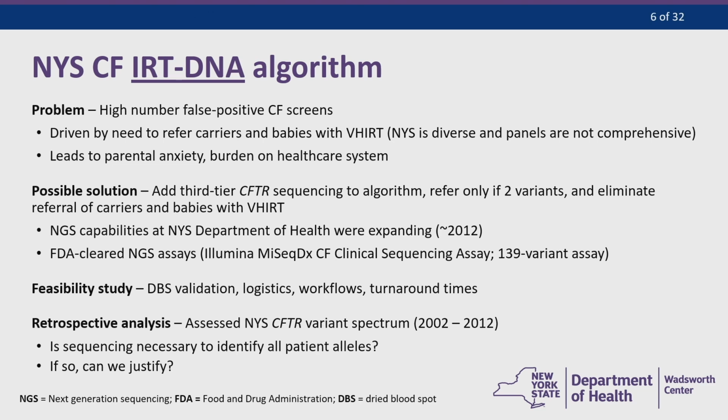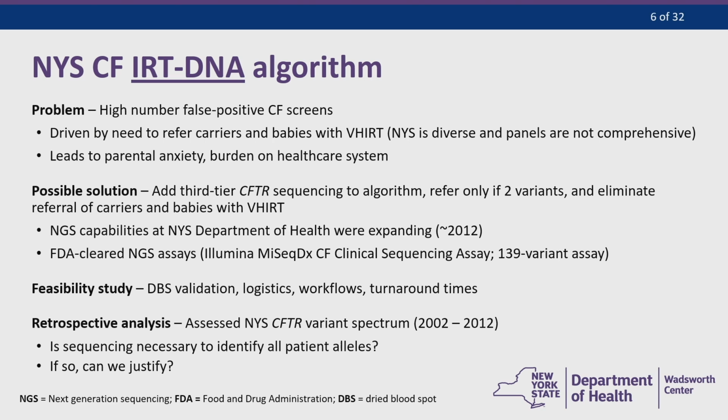We got a couple of instruments, and Illumina released 2 FDA-cleared next-gen sequencing assays, one that targets 139 variants and one that performs sequencing of the coding region of the gene. So we thought, let's give it a try. And so the first thing we had to do was determine if it was feasible. Those kits are validated for DNA extracted from whole blood. So we validated the kits, they worked great.